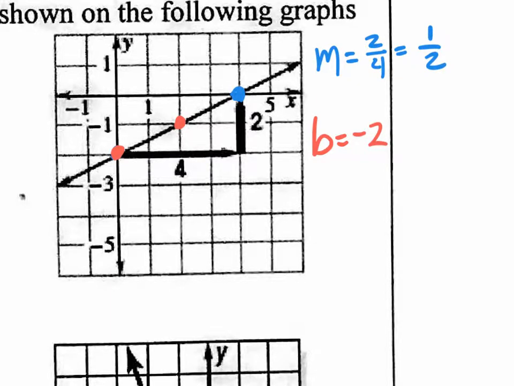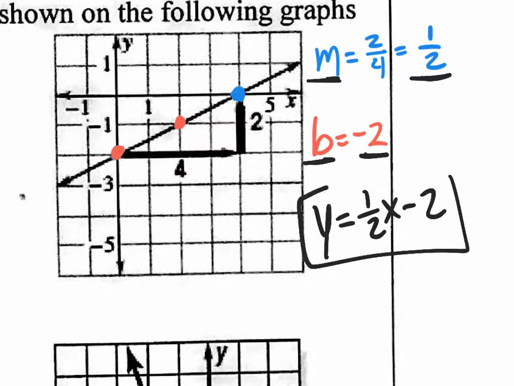So now that you know that your m value is 1/2 and your b value is -2, now you could write the equation of that line, which is y equals 1/2 x minus 2. And that's your equation, y equals 1/2 x minus 2.